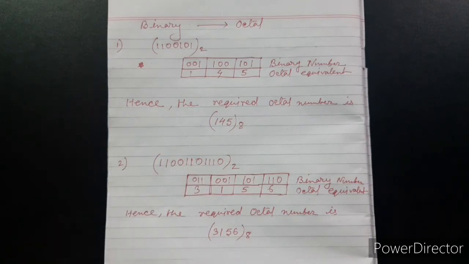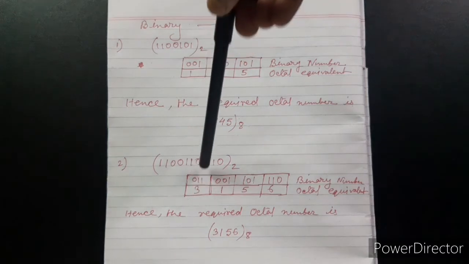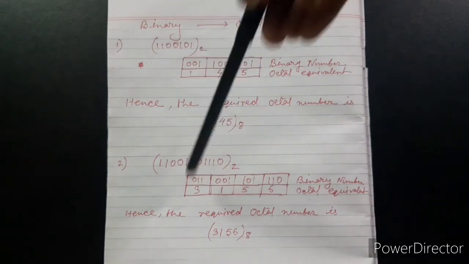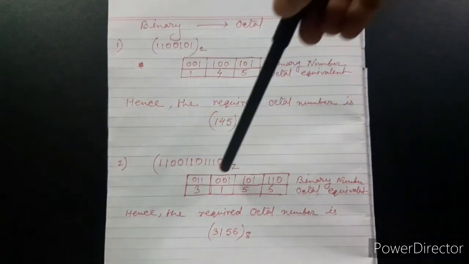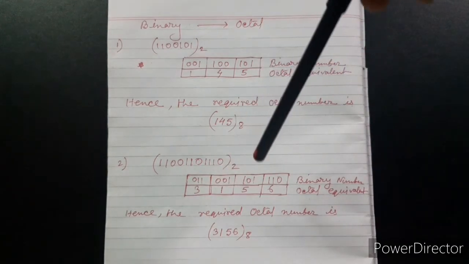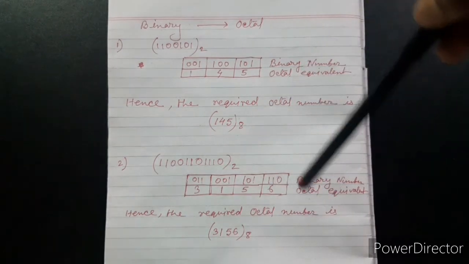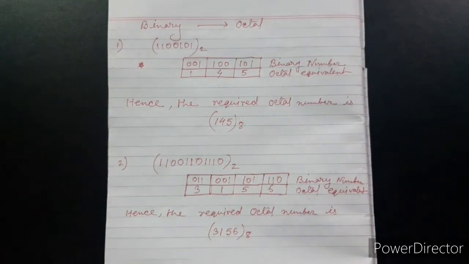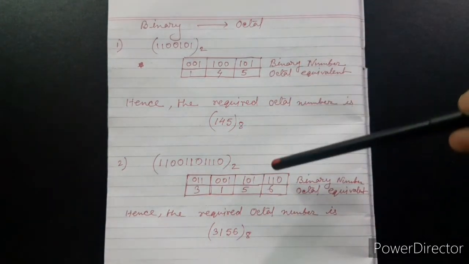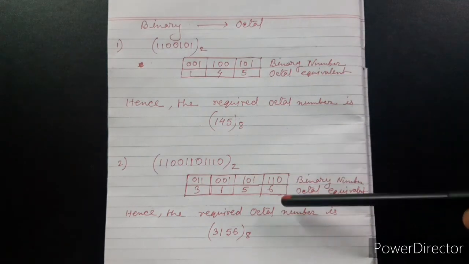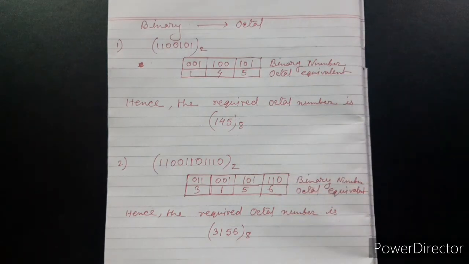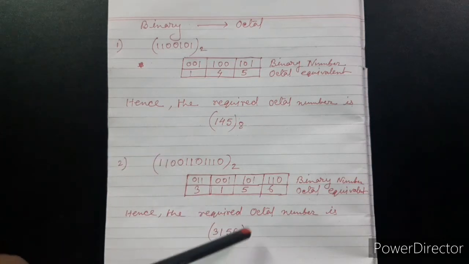Now 011 is the binary equivalent of 3. 001 is the binary equivalent of 1. 101 is the binary equivalent of 5. And 110 is the binary equivalent of 6. So the octal equivalent of this binary number is 3156.